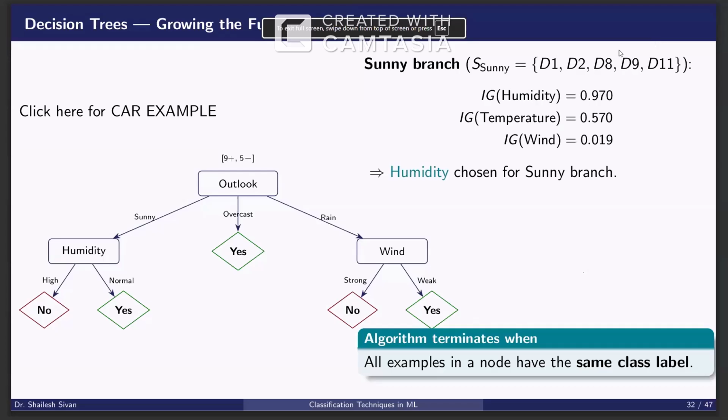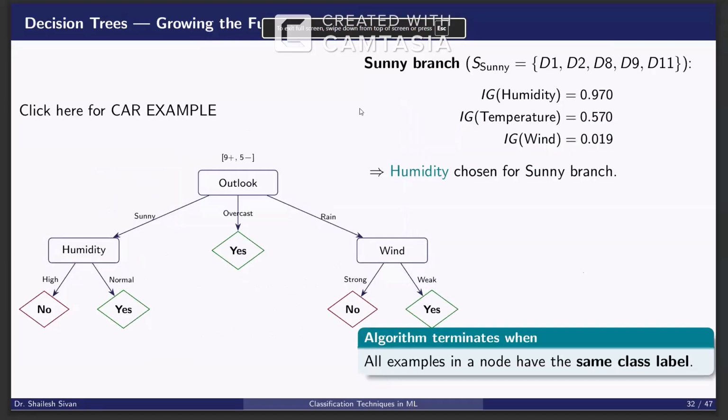See, we are actually looking at the outlook. If it is sunny, among the other features, which one is having more information gain? The humidity is having more information gain, right? Then based on humidity, we again split into high and normal.